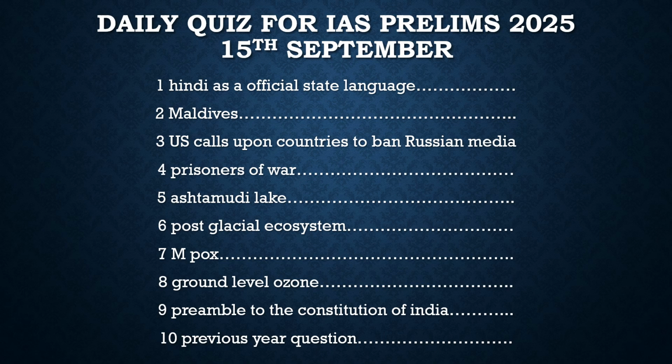Now coming to another article, it was about the US calling upon countries to ban Russian media. You know, there is a news channel known as Russia Today, and according to Western media, it is spreading false news, propagating its ideas, and playing psychological warfare. So the US has banned it, and is urging all the countries around the world to also ban it.